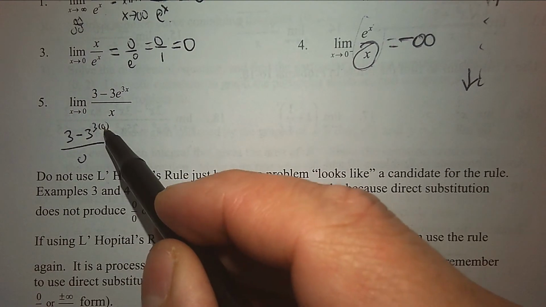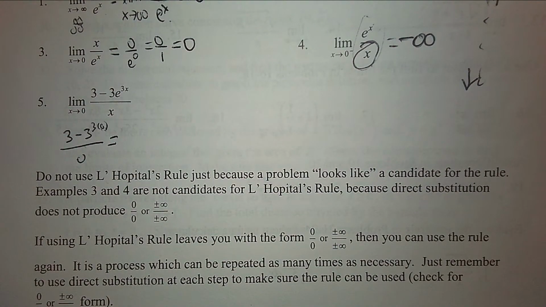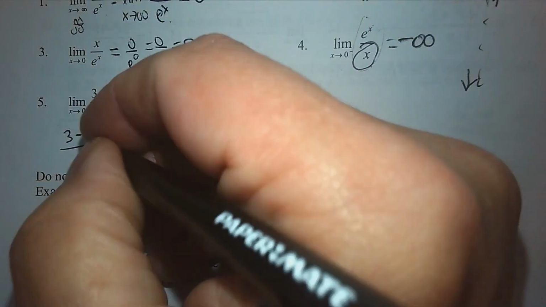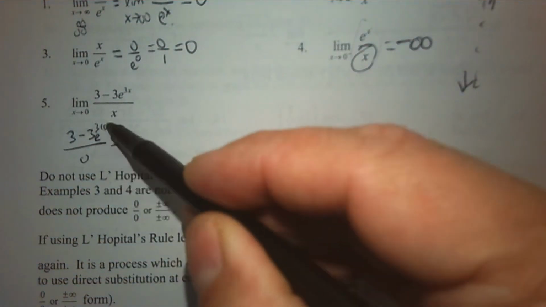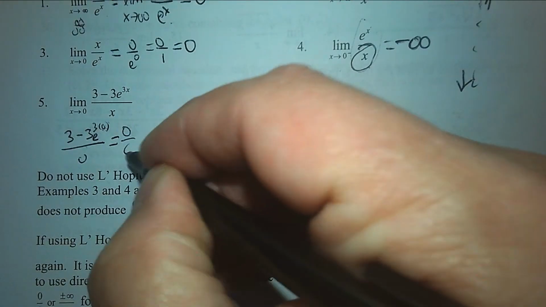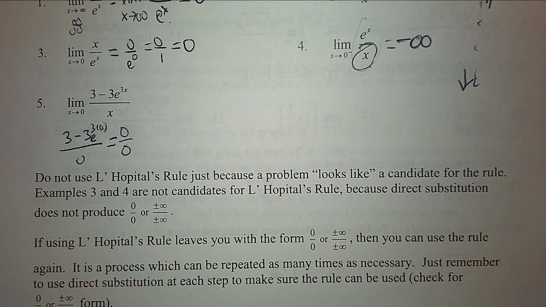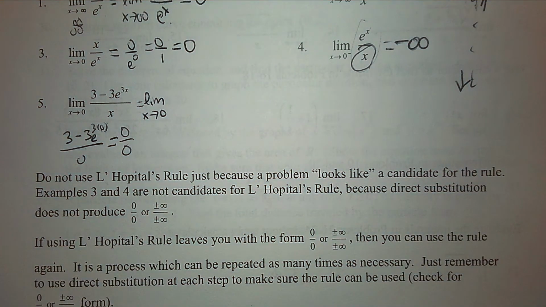3 times 0 is 0. 3 to the 0 is... Oh, I forgot the e. That's important. So e to the 0 is... And then 3 times 1, or negative 3 times 1. If you simplify it, is that the form of using L'Hopital's rule? Yay! What is L'Hopital's rule? Don't forget the limit notation. It will be wrong on the quiz on Thursday.